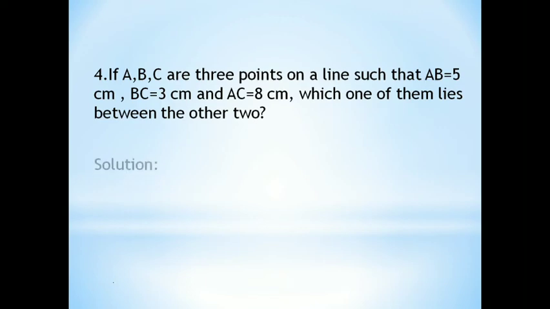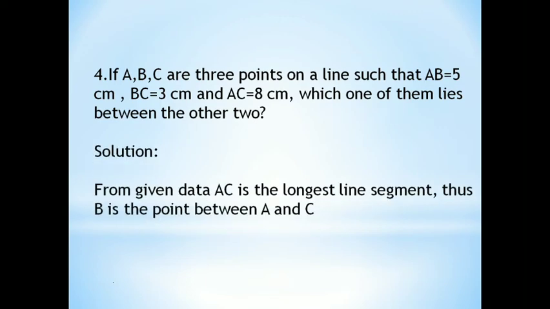Now here is the solution. From the given data, AC is the longest line segment. Look at here, AB is 5 centimeter, BC is 3 centimeter and AC is 8 centimeter. So between this 5, this 3 and this 8, which one is the bigger number? 8. So AC is the longest line segment. So we can say that B is the midpoint between A and C.